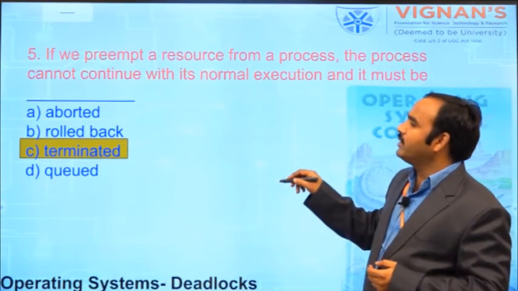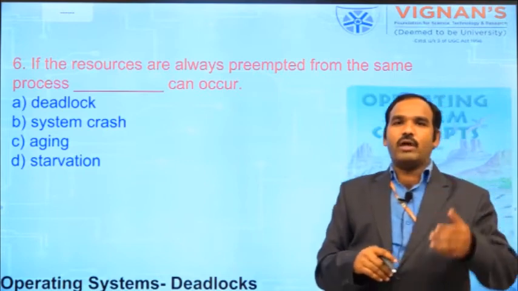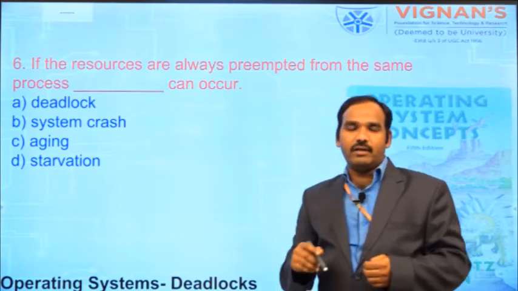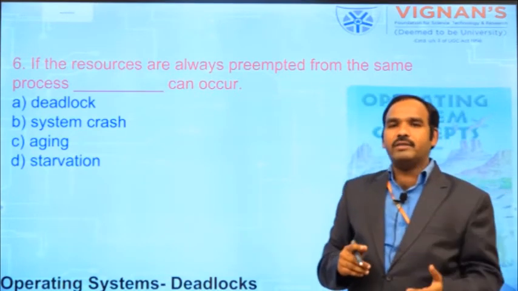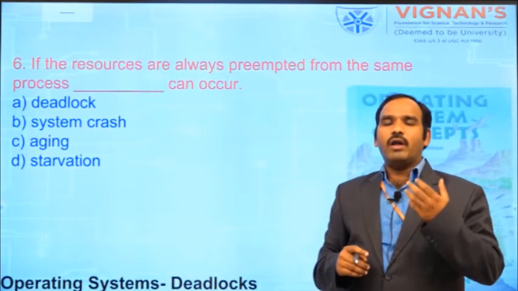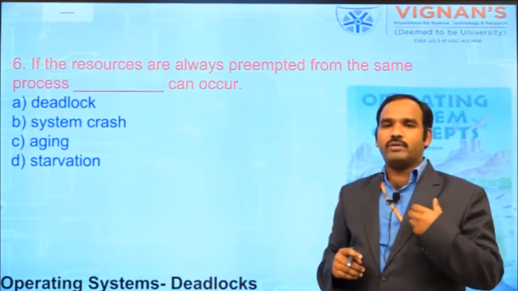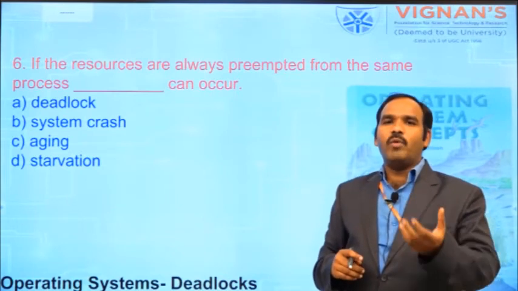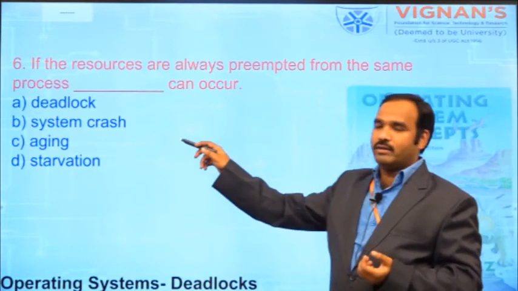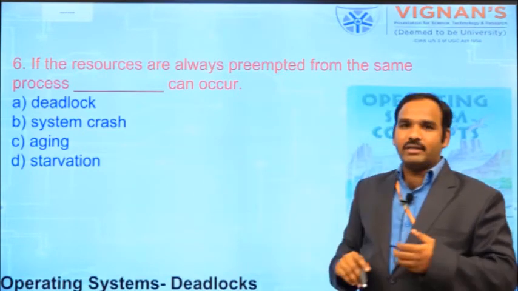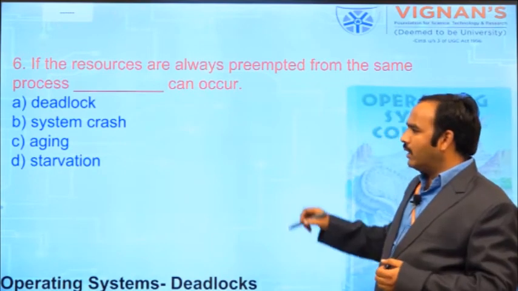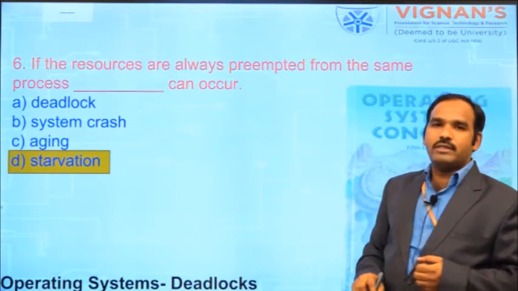And coming to the sixth question, if the resources are always preempted from the same process, dash can occur. If the operating system selects the same process every time to recover the resources, or to come out from the deadlock, what is the problem? The problem is starvation. Deadlock is a wrong answer, and system crash is also a wrong answer. Aging is related to the CPU scheduling algorithm, so the correct answer is starvation.